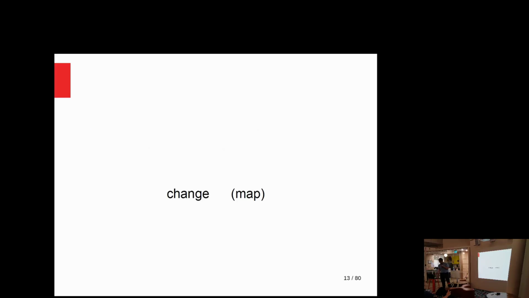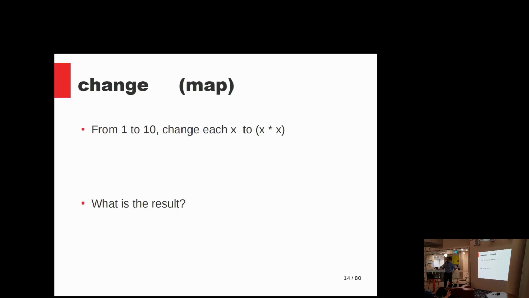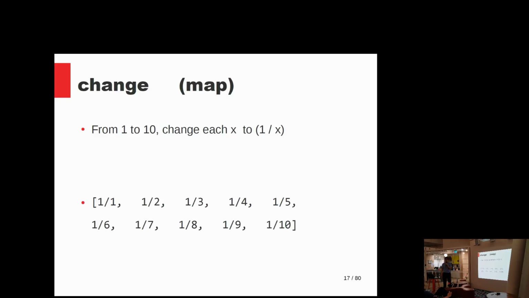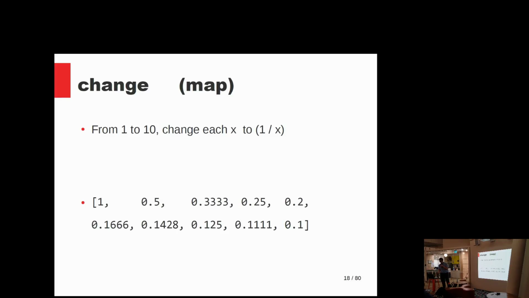Now the change function. From 1 to 10, you want to change x to x times x. Change x to its square. What will be the result? The result will be 1, 4, 9, 16, 25, etc. Straightforward, right? If let's say you have 1 to 10, and you want to change x to 1 divided by x, what will be your result? You'll get 1 divided by 1, 1 divided by 2, 1 divided by 3. You get all these fractions. You can also express it in decimals if you want to.